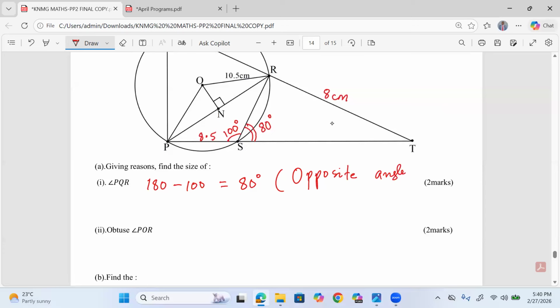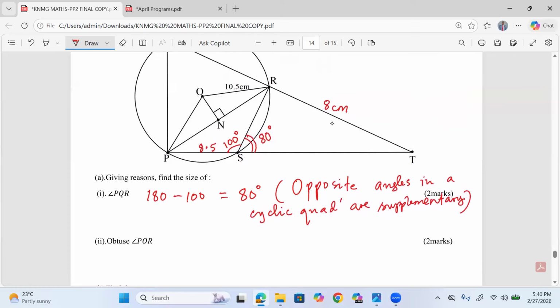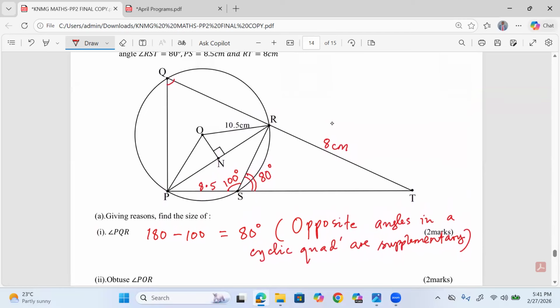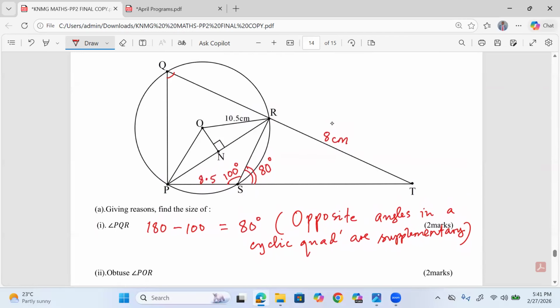Opposite angles in a cyclic quadrilateral are supplementary. They add up to 180. That is the mathematical principle that we have applied at that point.